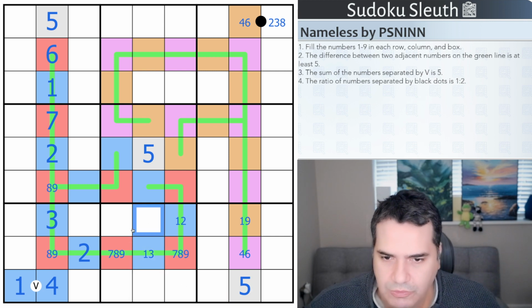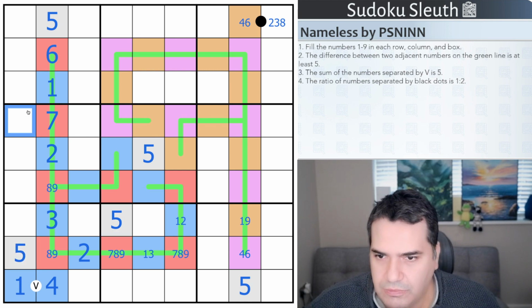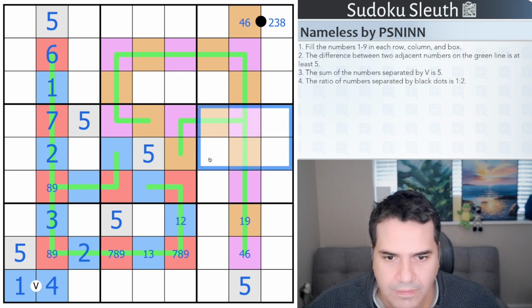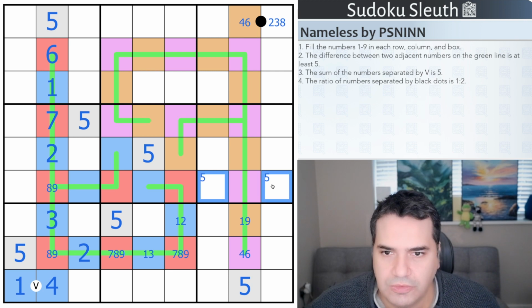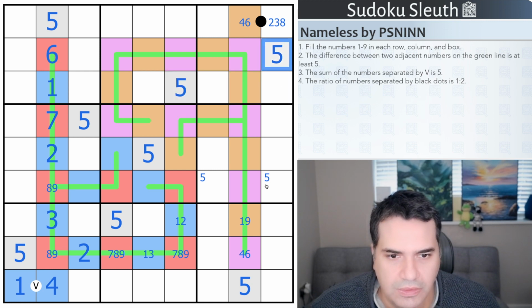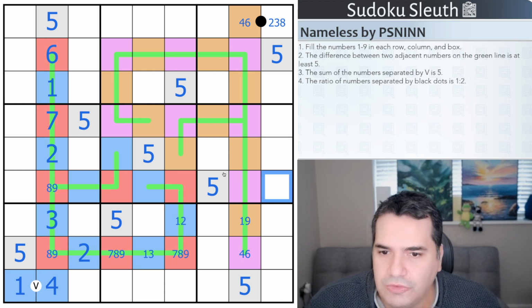Bit of logic. Where does 5 go in box 8? It can only be in here. Where does 5 go in box 7? It can only be there. It can only be here now in box 4, one of two places in box 6. Only here in box 2, only there in box 3, and therefore only here. No, wrong color. That's the right color. And that's all the 5s placed. Not that it's helping me with what I need to do, but progress.